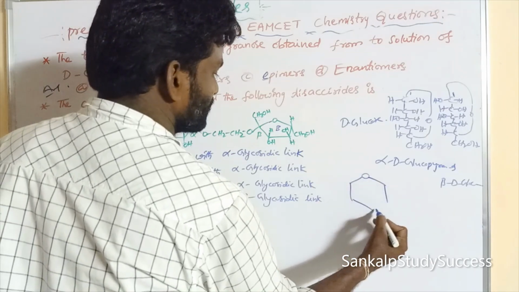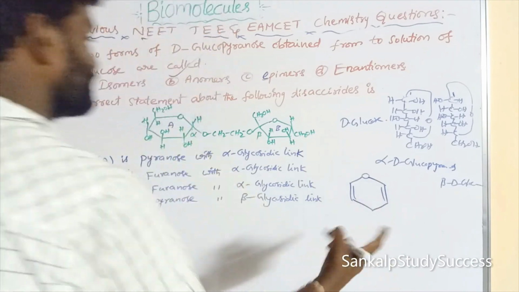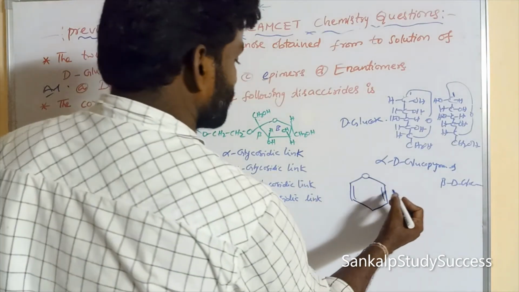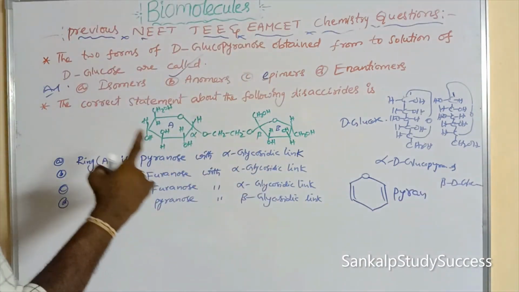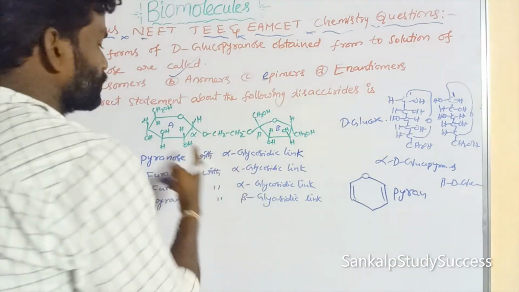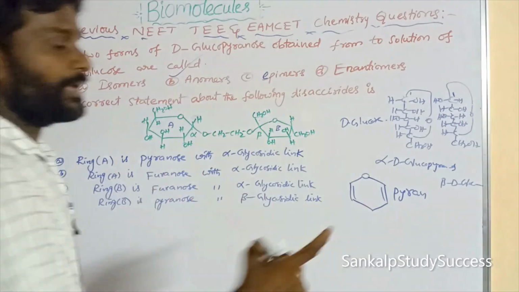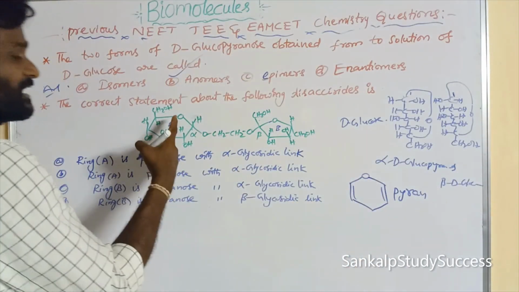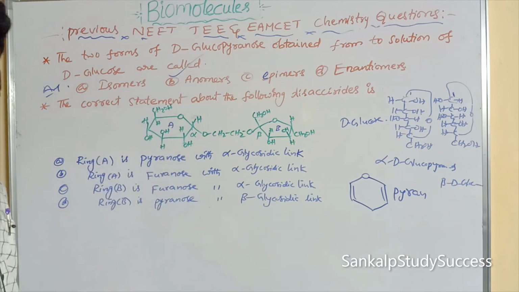Pyranose is a 6-membered ring. Its name came from resembling pyran. So the structure of pyranose is similar to pyran. So it is a 6-membered ring. In the 6-membered ring, 5 are carbons, 1 is oxygen. Similarly, this is also a 6-membered ring, 1 is oxygen, remaining 5 are carbons.